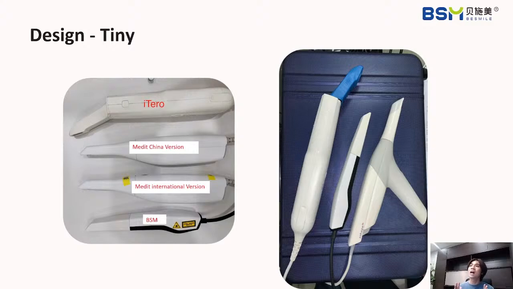You may wonder how we can say it's tiny and very lightweight. So here I tell you why. We took some pictures to compare our BSM Scan with other commonly used brands on the market, such as iTero, Medit, and 3Shape. Compared with all of those products, our product's size is only half of them, right? It's very obvious here.